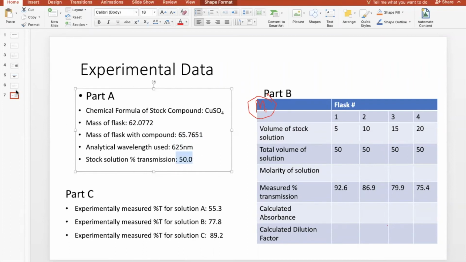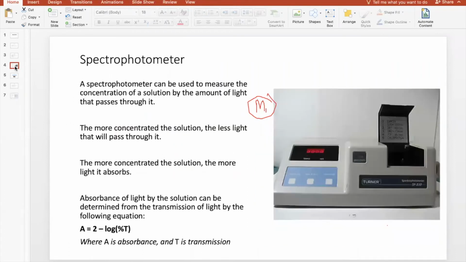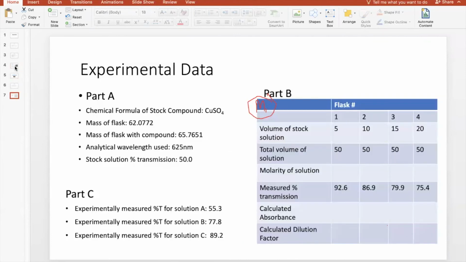Now, for part B, this is the data for part B right here. 5 ml of the stock solution, 10 ml of the stock solution, and the 20 ml of the stock solution. You will use the molarity equation or dilution equation to fill in the molarity here.